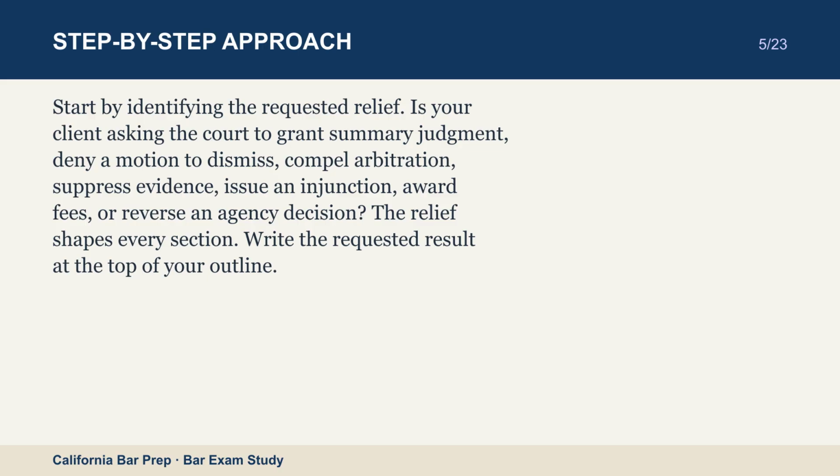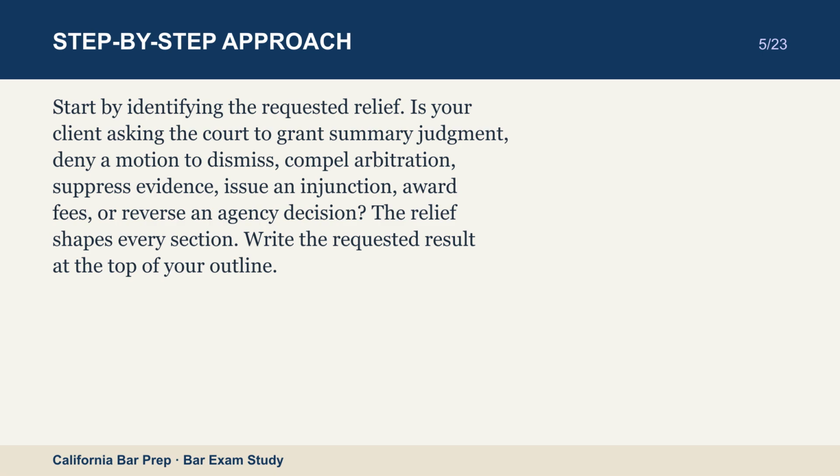Start by identifying the requested relief. Is your client asking the court to grant summary judgment, deny a motion to dismiss, compel arbitration, suppress evidence, issue an injunction, award fees, or reverse an agency decision? The relief shapes every section. Write the requested result at the top of your outline.